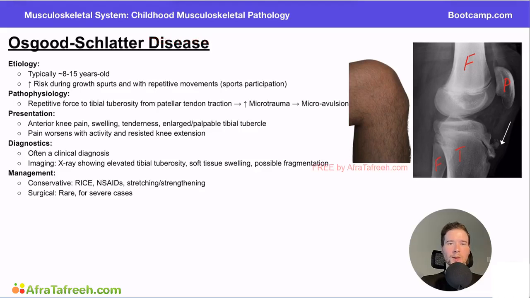Additionally, a key point I've talked about in some of the previous videos is that anytime somebody presents, particularly a pediatric patient, but really anybody of any age, with knee pain, you want to also look at their hip. There can very commonly be compensatory mechanisms. Vice versa is also true. If somebody presents with hip pain, you want to look at their knee as well for similar reasons.